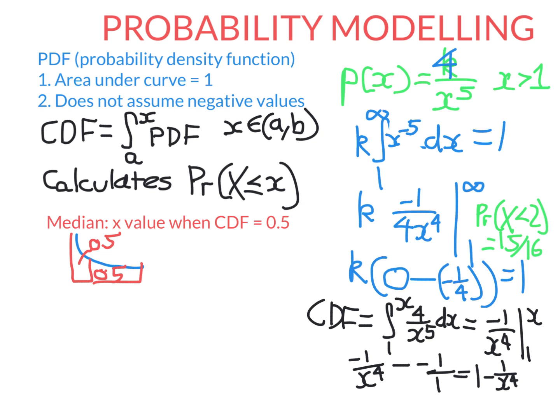Because the CDF is the integral of the PDF, or the area under the PDF, we can find the median by finding where the CDF equals 0.5. The CDF here was 1 minus 1 over x to the power of 4. So we just want that to be 0.5. If I solve this equation, I get 1 over x to the power of 4 equals a half. Since the numerators are equal, the denominators are equal. So in this case, x would have to be the fourth root of 2.